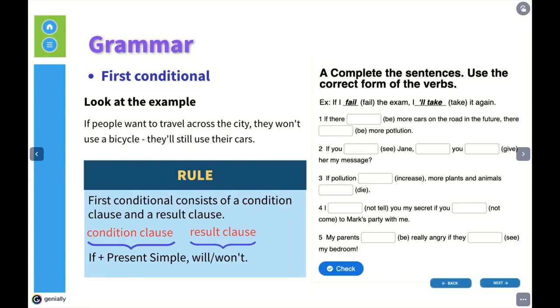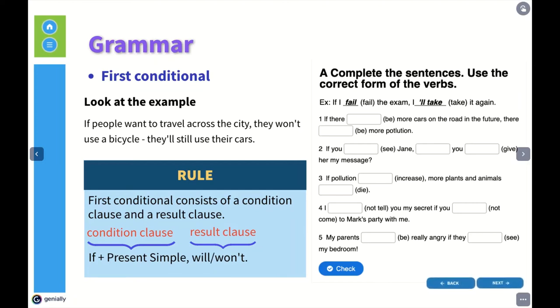And now let's try to practice this. Complete the sentences, use the correct form of the verbs. Make sure that when you see if, you use present simple within the if clause, or condition clause. And when you see another clause where there is no if, we call it the result clause. So use the future form, will or won't. So let's do it by yourself, and then you can check the answer.